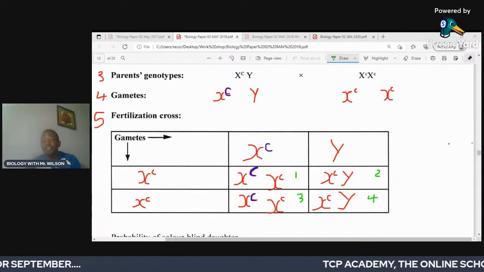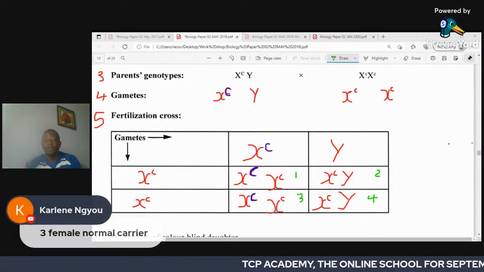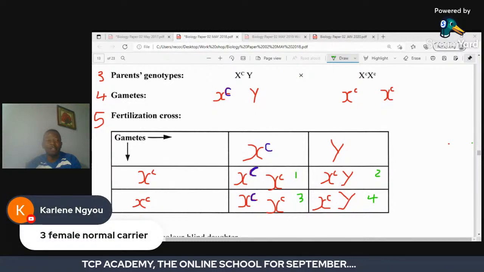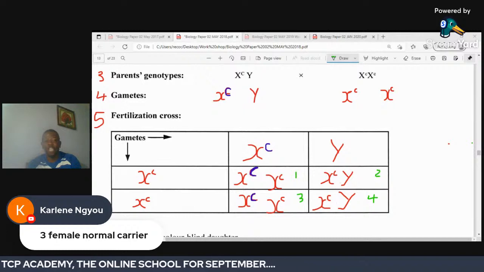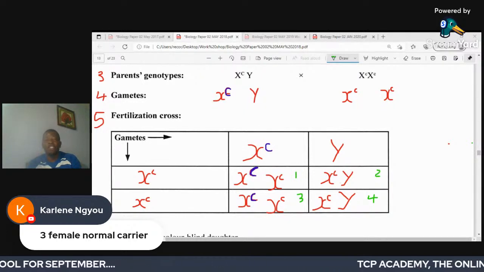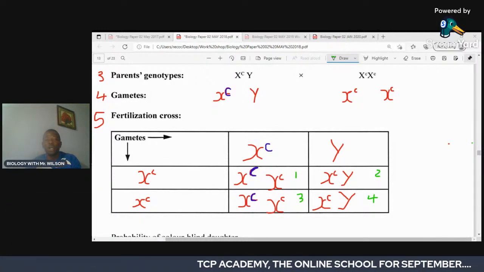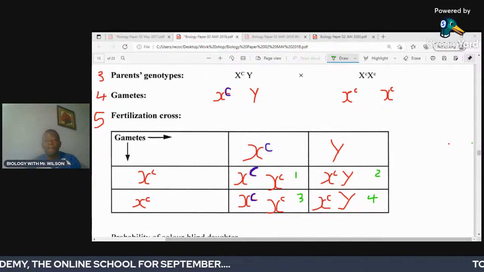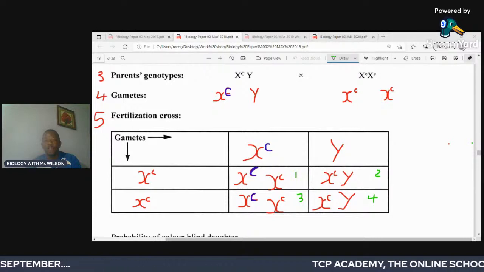Number 3 is a female normal carrier, and she's heterozygous for the trait. All right, wonderful. We're now going to be solving for number 2. Tell us about number 2. We're solving for number 2 now.